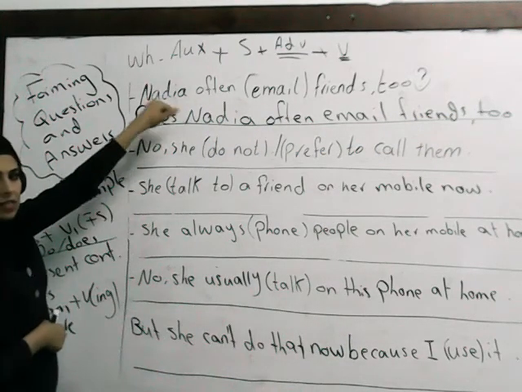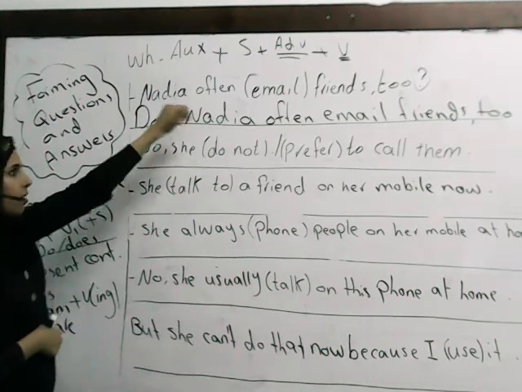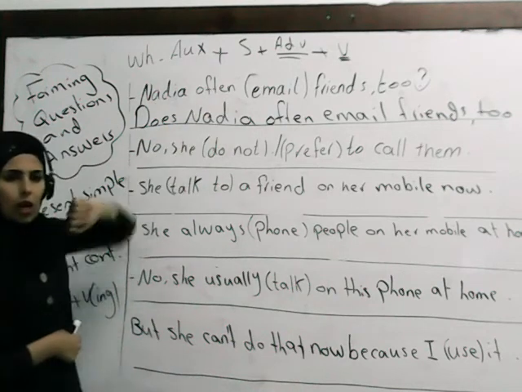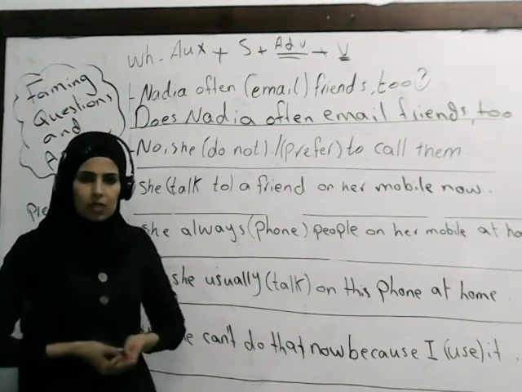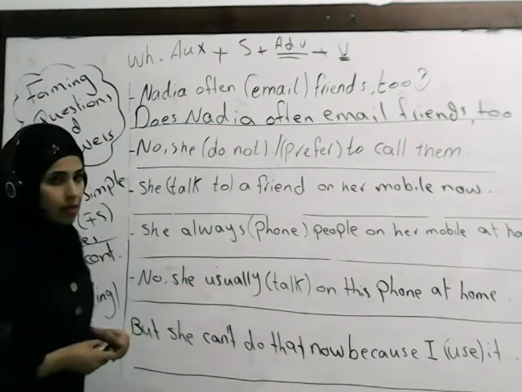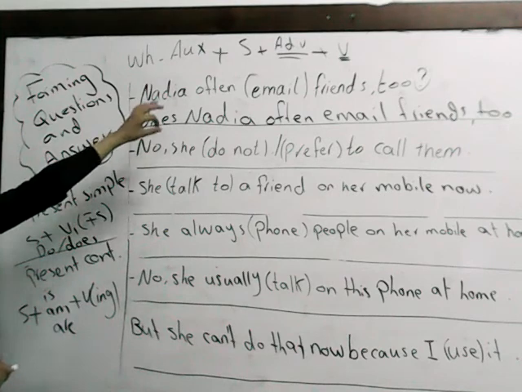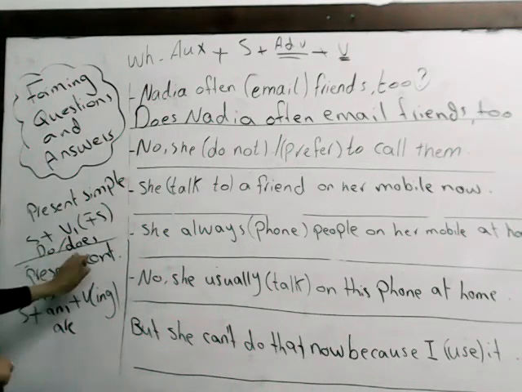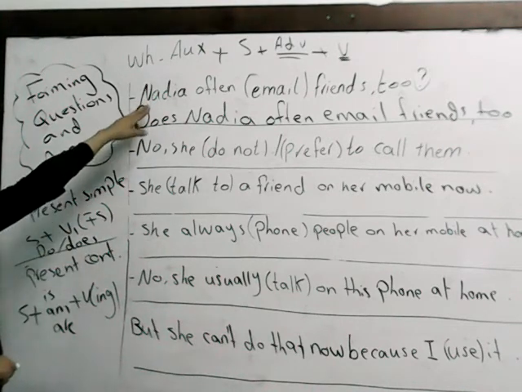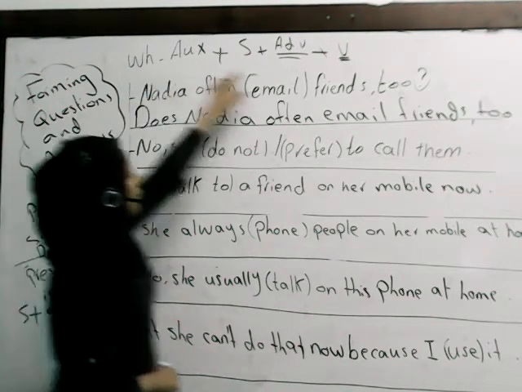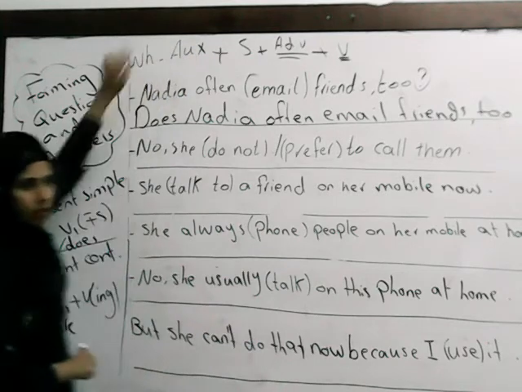Nadia is the subject and it's singular. And also you have often. Often is a keyword. As you know, it's a keyword for present simple, which is adverbs of frequency. In present simple, the auxiliary verb that we should use is do or does. And in this example, Nadia is singular, so we need to use does. Look, this is the form of question.